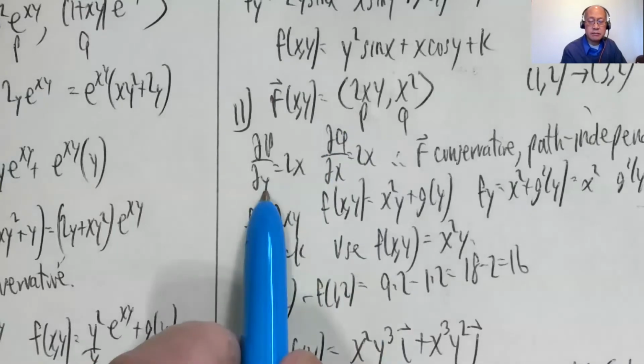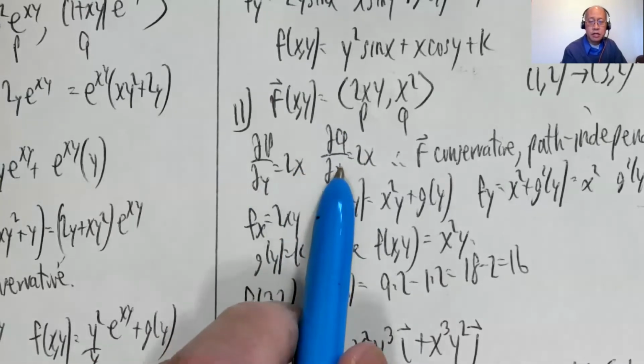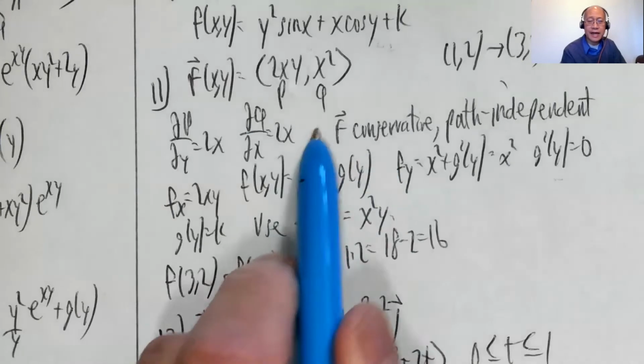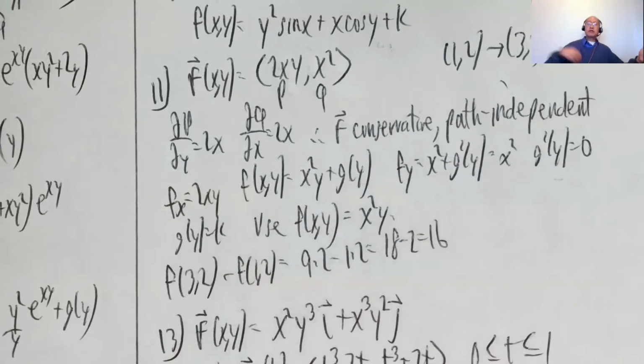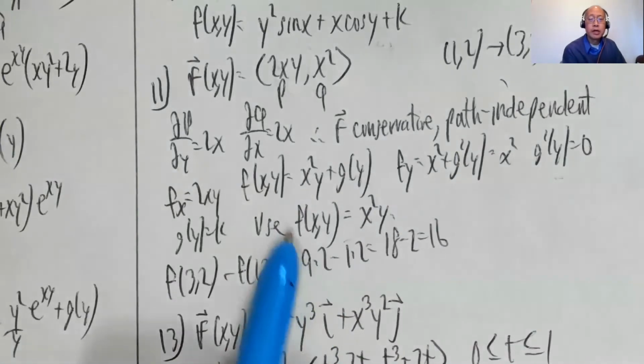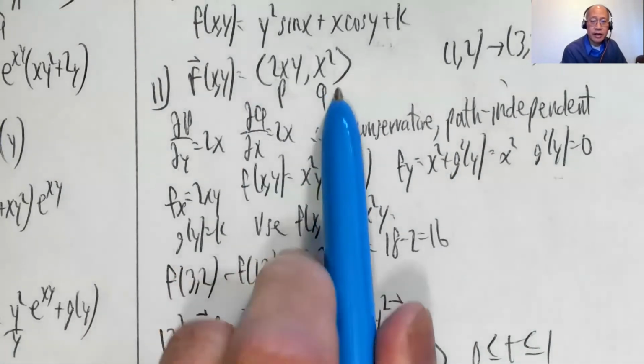All right, so the partial of P with respect to y is 2x. Partial of Q with respect to x is 2x. Therefore, F is conservative. That means we have path independence, so it doesn't matter which path you pick, you get the same answer. So that's Fx, that's Fy.